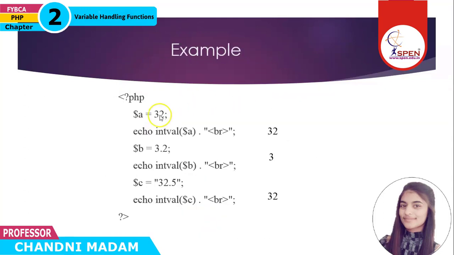Let us see the example, $a equal to 32. So here it is an integer value, so it just returns 32. But $b equal to 3.2. Now here is a double value, so it converts to integer and ignores the fractional part. So it only returns 3. Here $c equal to 32.5. So it ignores the value after the point, so it only returns 32. So ultimately this function converts any value into the integer type.